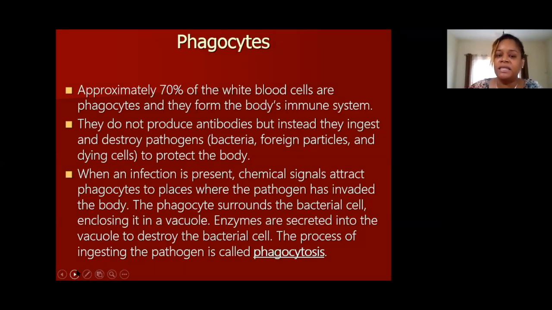So when we look at this whole process of ingesting, digesting, and destroying a pathogen, this whole process is what is known as phagocytosis, okay? So phagocytes carry out phagocytosis in that they ingest, digest, and destroy pathogens.